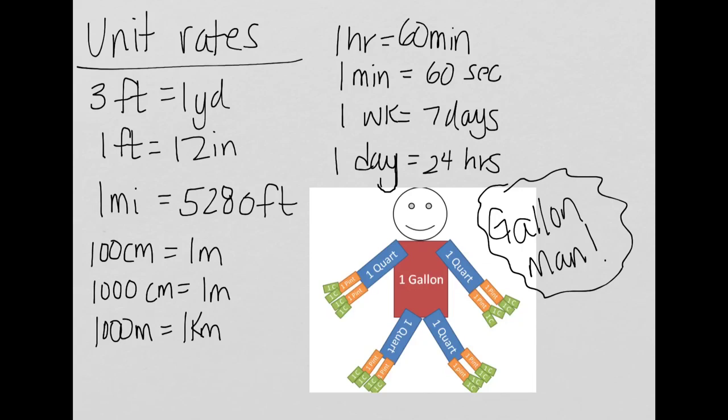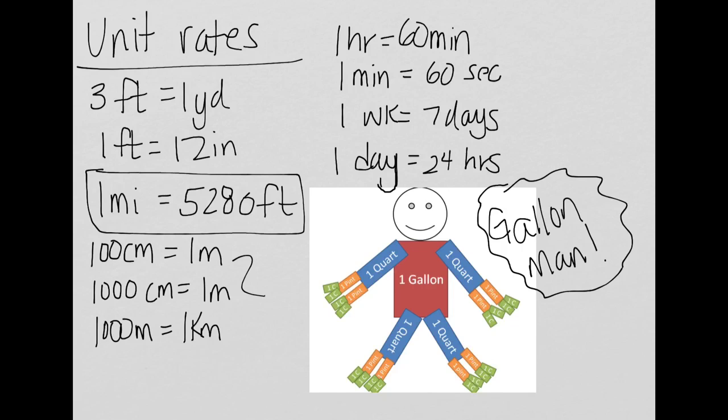1 foot is 12 inches. 1 mile is 5280 feet. This is one that you're going to need a lot, and while it's not necessarily a common sense one, it wouldn't be a bad idea just to have that one memorized. I'm not sure if they'll give it to you or not when you need it, but if not, just go ahead and try to memorize it. It's an odd number, but see if you can get it in your head.